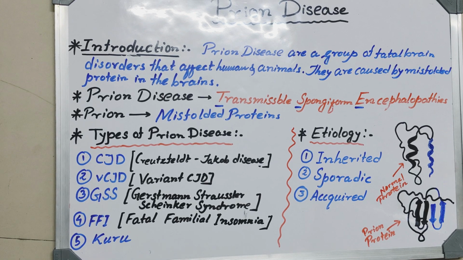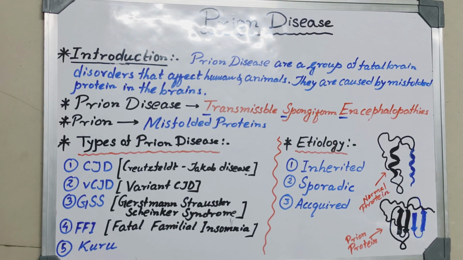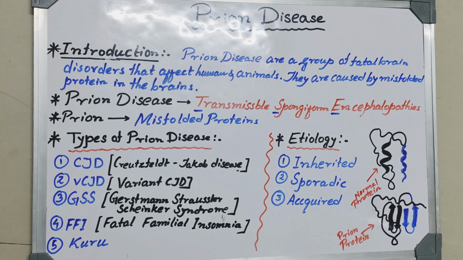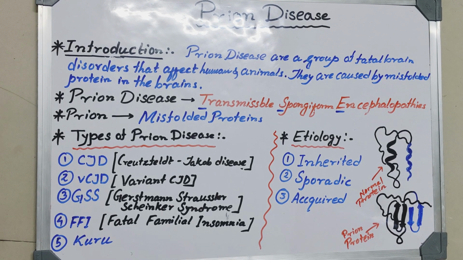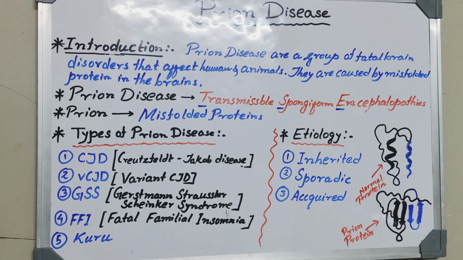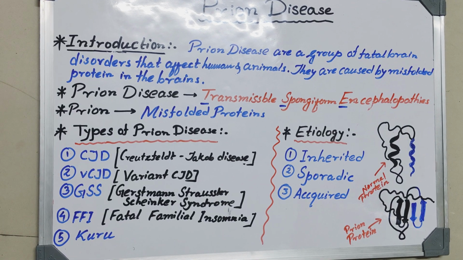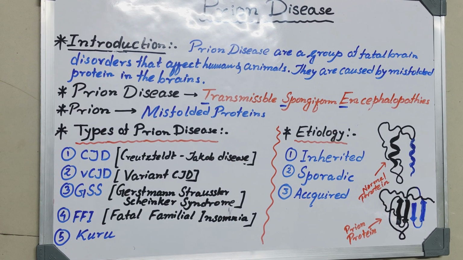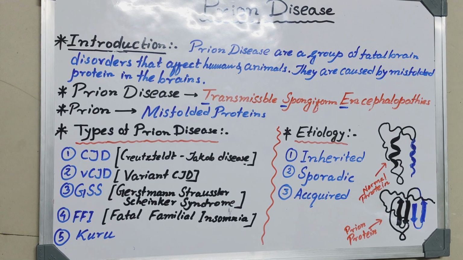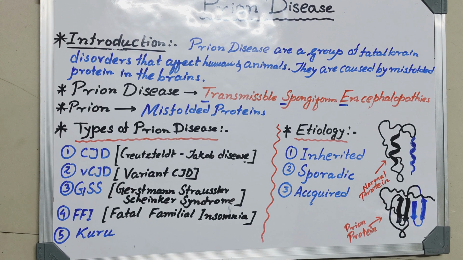Next, we are going to discuss the types of prion disease. The first one is CJD, or Creutzfeldt-Jakob disease. It is the most common prion disease in humans. It progresses rapidly and causes dementia, vision problems and muscle stiffness.